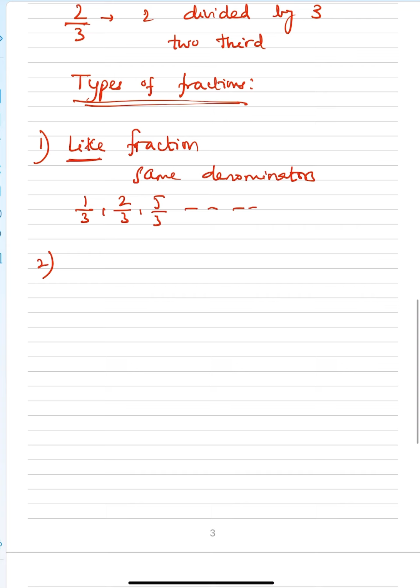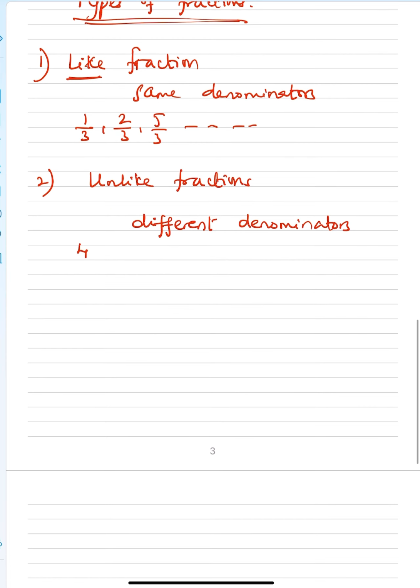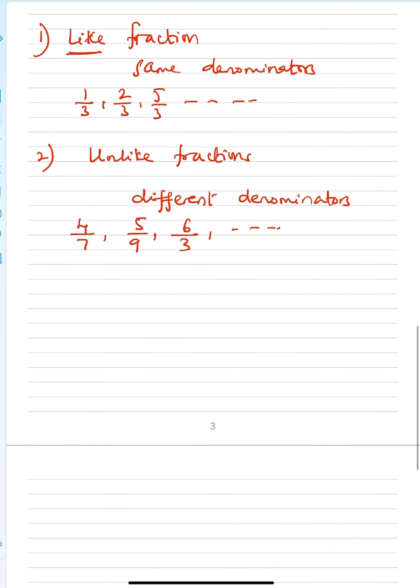Secondly, the opposite of like fractions will be unlike fractions, that is, with different denominators. Fractions with different denominators are called unlike fractions. That is, 4 upon 7, 5 upon 9, 6 upon 3, and so on. These are unlike fractions because they have got different denominators.